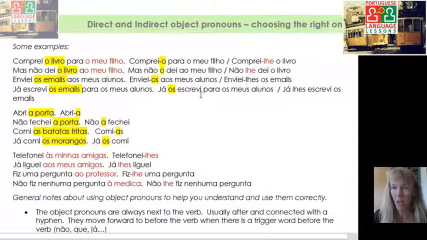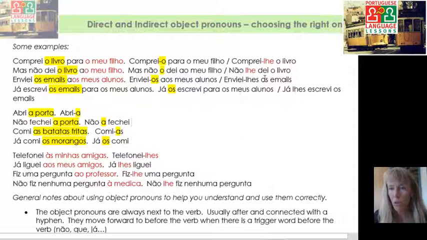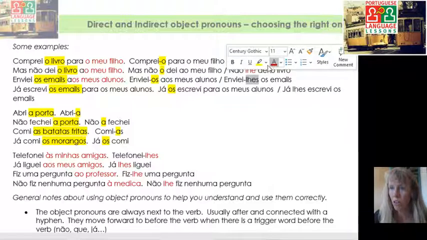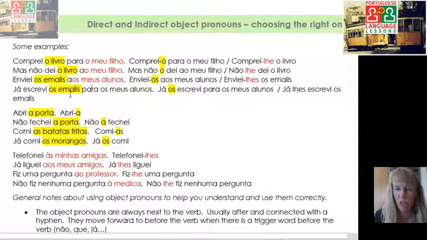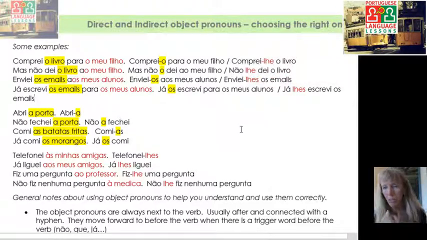of slight complication. Okay. Enviei os e-mails aos meus alunos. Enviei aos meus alunos. Enviei-os aos meus alunos. And enviei-lhes os e-mails. Okay, I haven't put these in red, which I should. And then já escrevi os e-mails para os meus alunos. Já os escrevi para os meus alunos. Já lhes escrevi os e-mails.